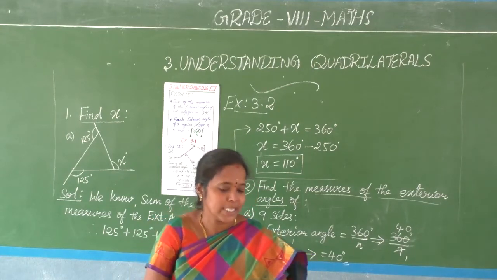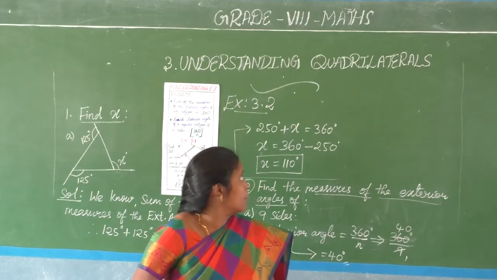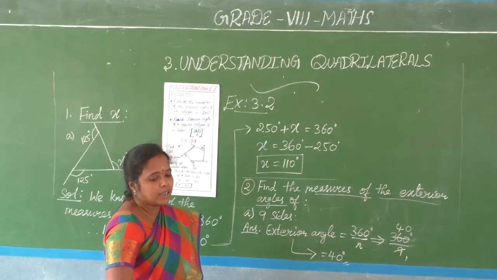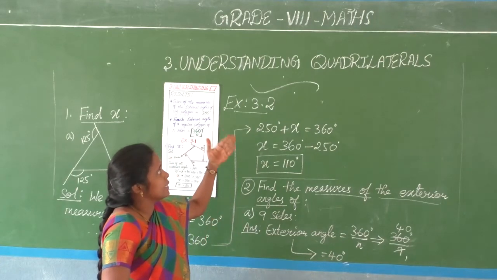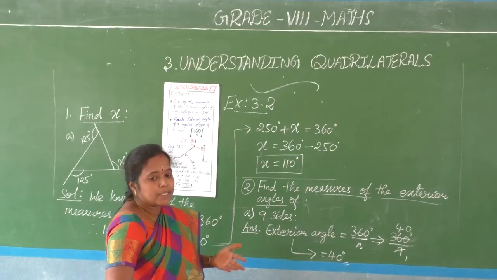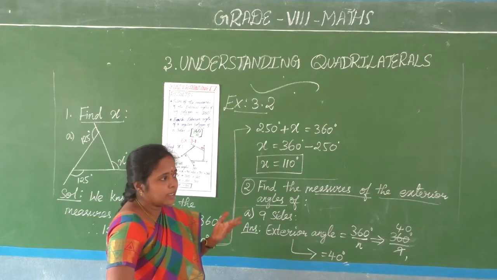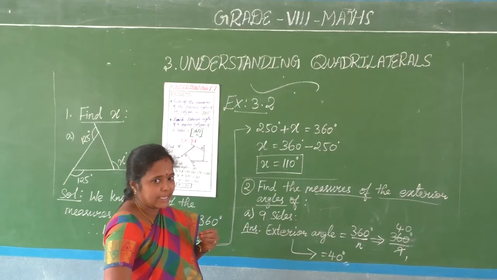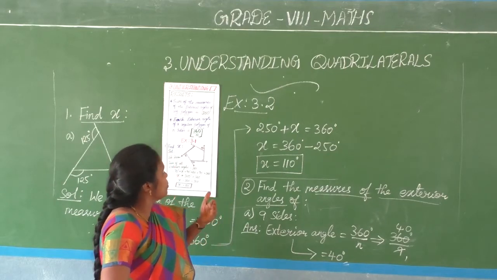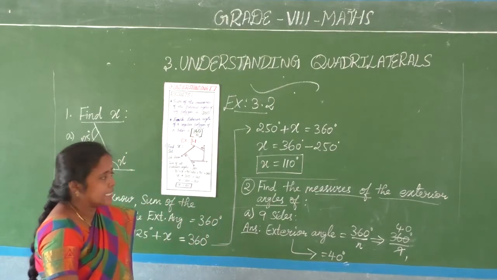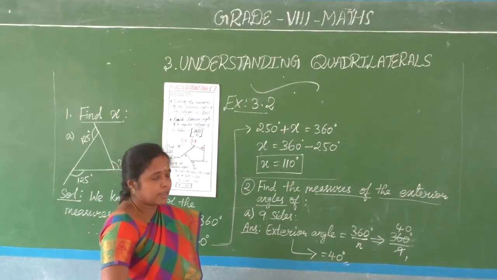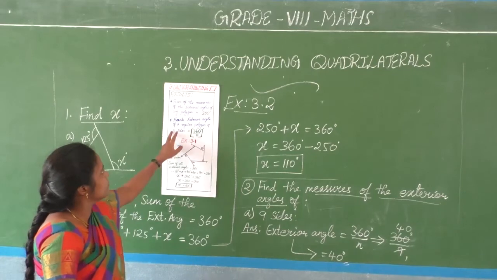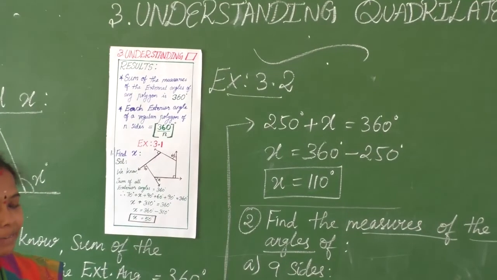Today we are going to see chapter 3, exercise 3.2, understanding quadrilaterals. Last week we saw types of polygons, convex polygons and concave polygons, and based on this a few results also. Continuing from there, we are going to see a few questions of exercise 3.2 today. Before going to the exercise, we are going to recall what we learned last week.